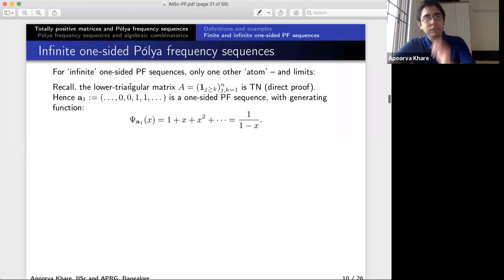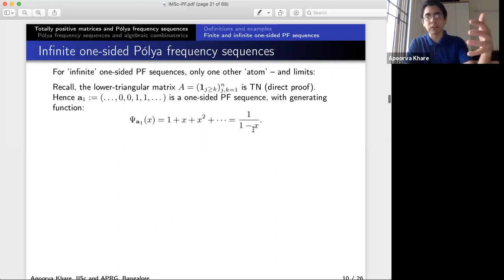Recall the following. I told you that this lower triangular matrix, with ones on and below the diagonal and zeros above it, is totally non-negative. Since I can take a larger and larger collection of such matrices and embed one inside the other, I see that the infinite matrix, or the Polya frequency sequence with ones at stage 0, 1, 2, 3 and zeros below it, is indeed one-sided. And what is the generating function of that? That is precisely the geometric series. So this gives me, by direct verification, a one-sided Polya frequency sequence.